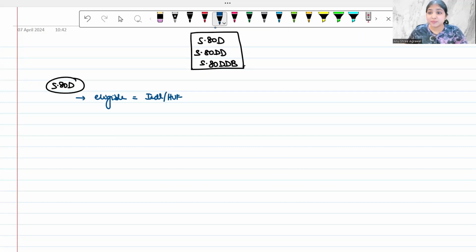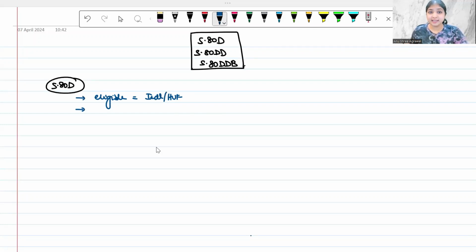Remember, 80CCC was only for individuals. 80CCD was also only for individuals. 80CCH was also for only individuals. Apart from 80C, no other section was individual and HUF. 80D again is applicable to individuals and HUFs. All right. Then listen to the second point.